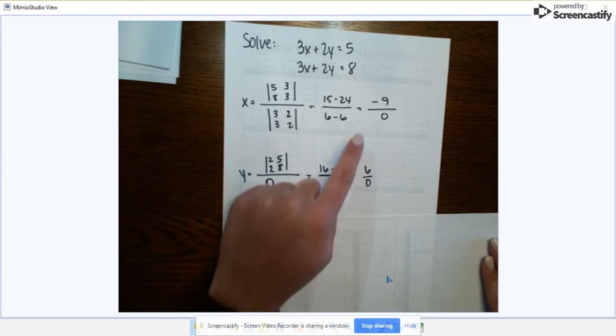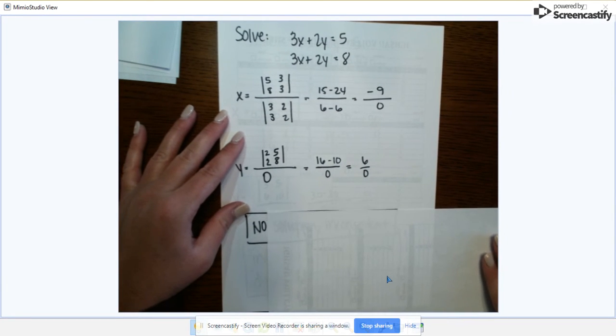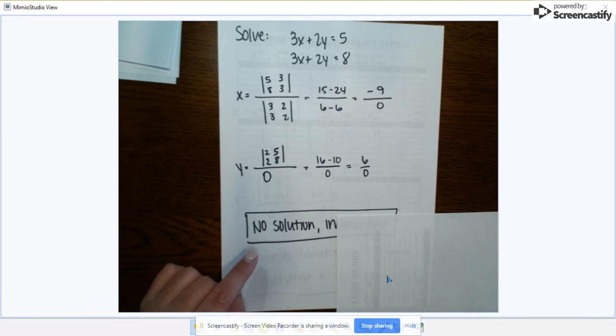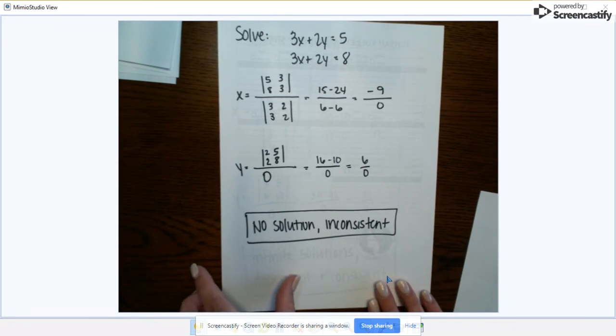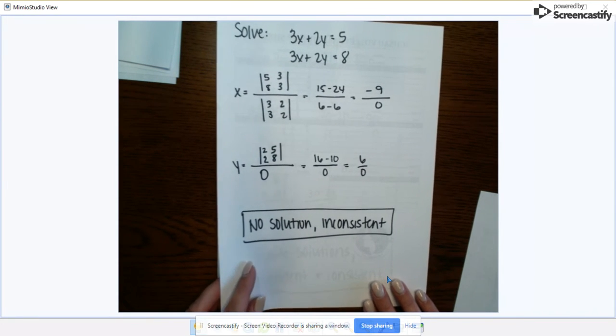So here we have -9 and 6 as our numerators. Neither of those are 0. Therefore, we have no solution based off of our previous rules we just defined. No solution would mean that these two lines are parallel if you think about it graphically.